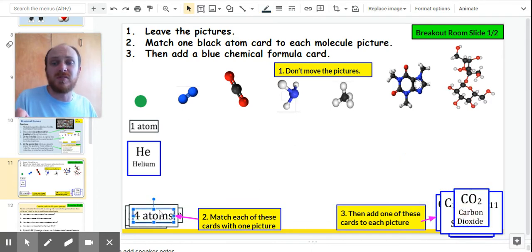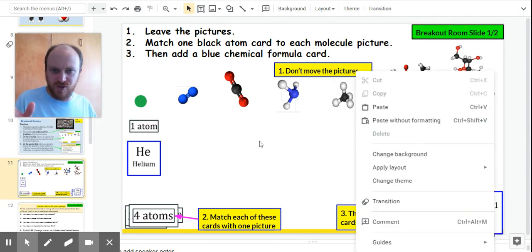I have you start with the black ones because they're easier. Then go to the blue ones, figure out which one matches that. So in the end, you're going to get black card, black card, black card, black card, and then below, blue card, just like this. So you're going to have a row of pictures like you have here.